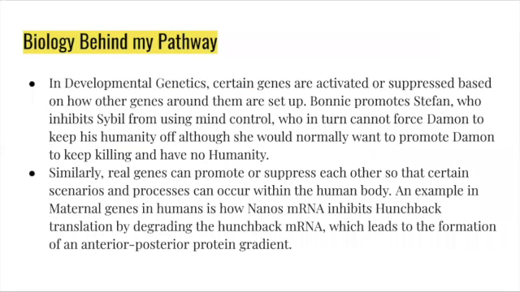So the biology behind my pathway, really quickly: in developmental genetics, certain genes are activated or suppressed based on how other genes around them are set up. Bonnie promotes Stefan, who inhibits Sybil from using mind control, who in turn cannot force Damon to keep his humanity off, although she would normally want to promote Damon to keep killing and have no humanity.